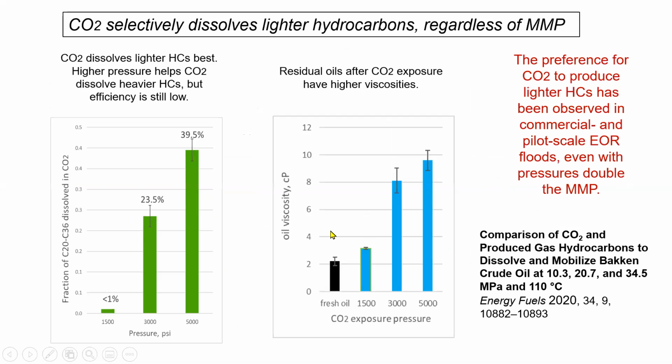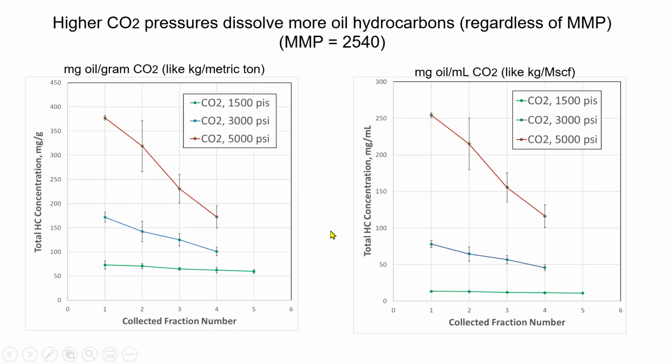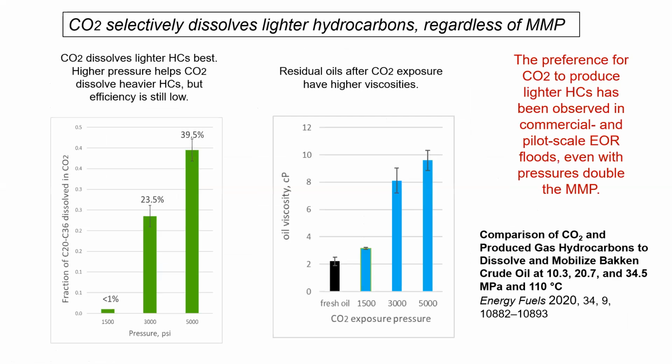To note here, regardless of which units we're using, 3,000 is well above the 2,500 MMP, yet when we continue to put more pressure on, more oil dissolves. MMP does not tell you what's going to dissolve. And if this is a dissolution mechanism, you need a good solvent to get these hydrocarbons out of the rock. Higher pressure is going to work better. It dissolves more oil, period, regardless of MMP. The other thing is CO2 is not a very good hydrocarbon solvent for higher molecular weight compounds.